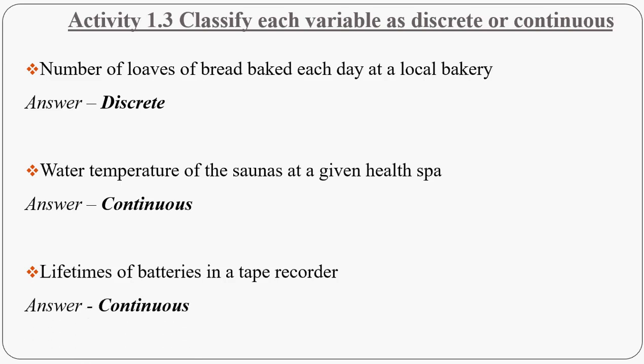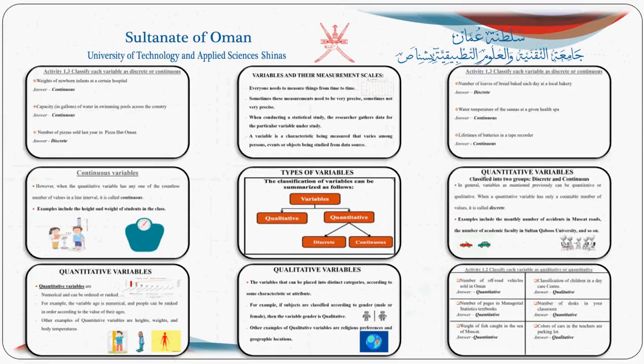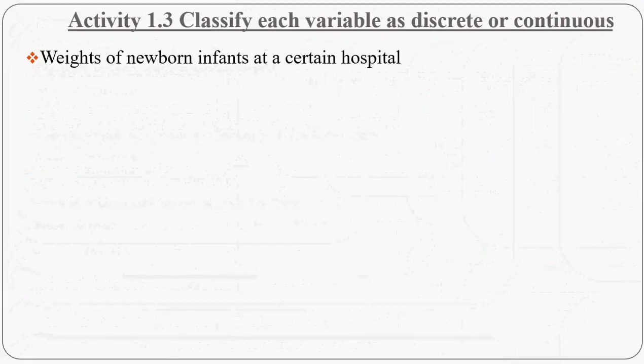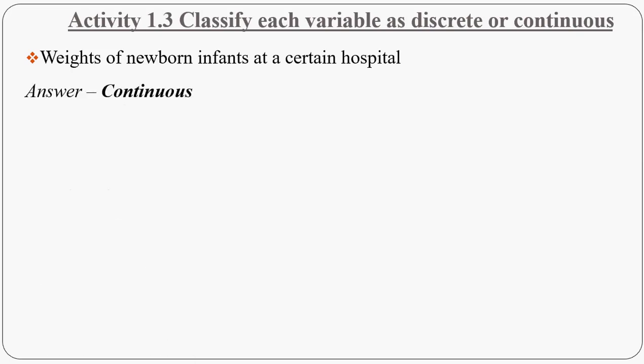So now these examples are very clear. When it is countable, it is said to be discrete. When it is countless, it is said to be a continuous variable. Now let us see some more examples. Example number 4. Weights of newborn infants at a certain hospital. Any guess, dear students? The answer is continuous variable. Because with the weights of newborns, you cannot say exactly that a baby will be born with only a specified number of kilos. No, it can be more, it can be less. It falls under the category countless. That is why continuous.